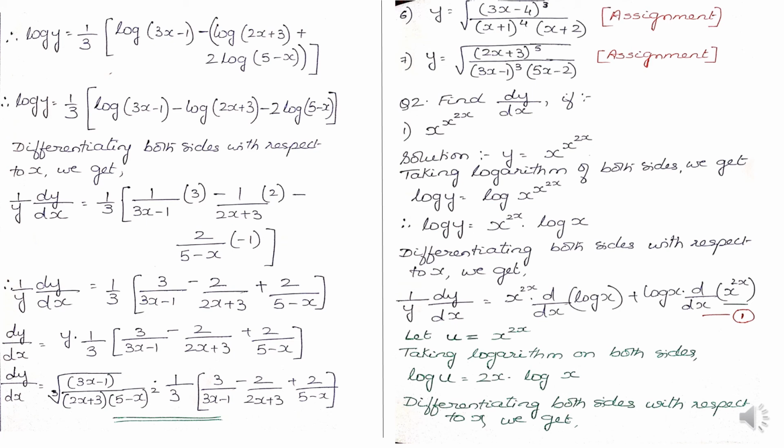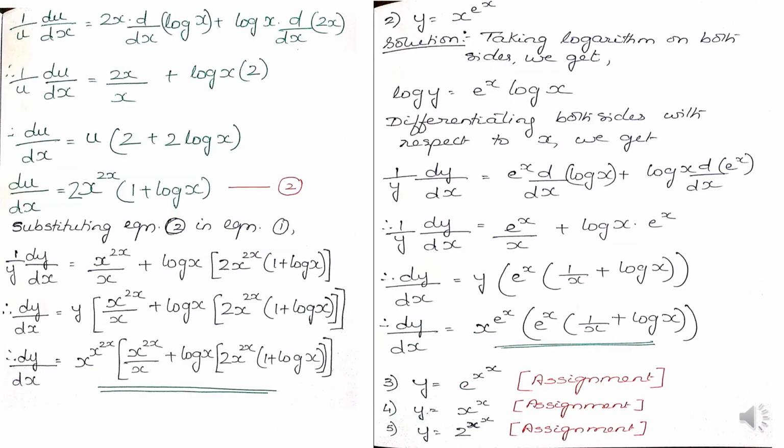Now differentiating both the sides with respect to x, we differentiate log u with respect to x. On the RHS, we use the rule u into v and we get 2x into differentiation of log x plus log x into differentiation of 2x. Now we know that the differentiation of log x is 1 upon x. So we get 1 upon u du by dx is equal to 2x upon x plus the next term, that is log x into differentiation of 2x, which is 2.